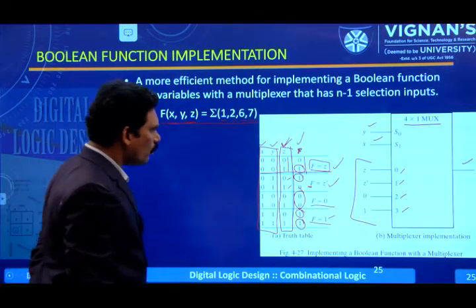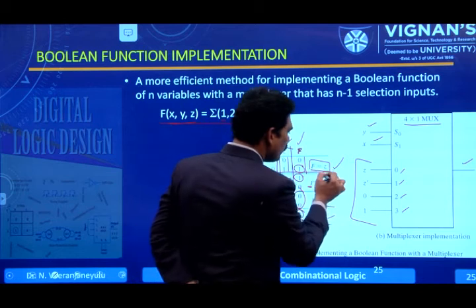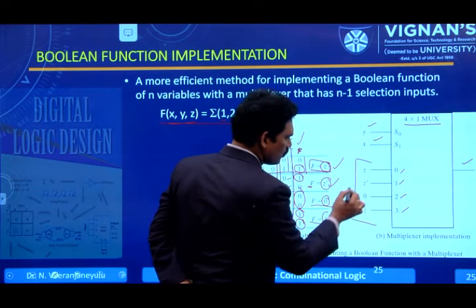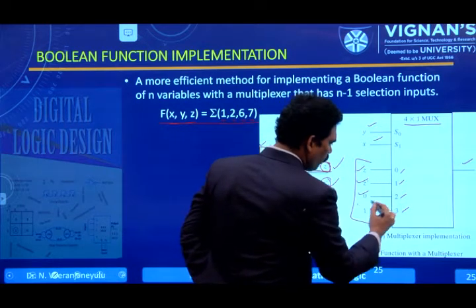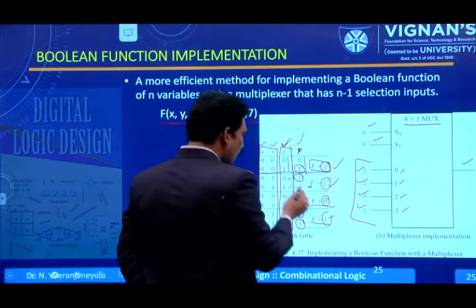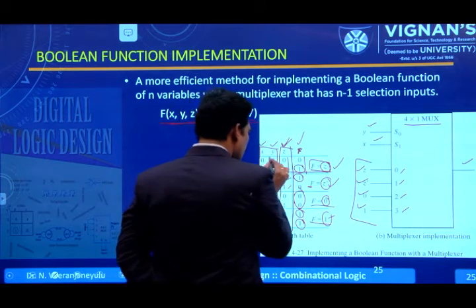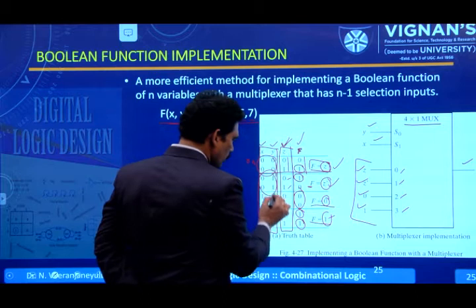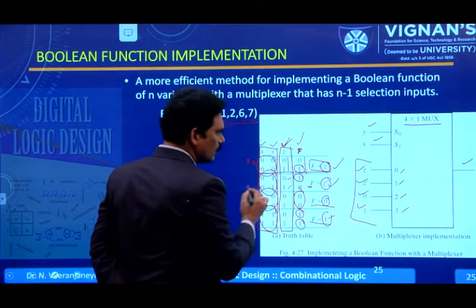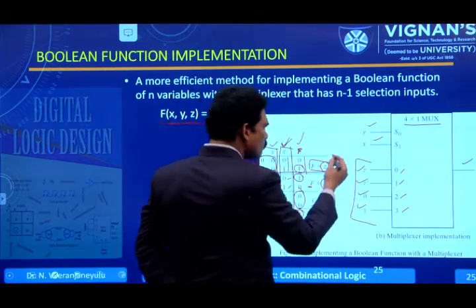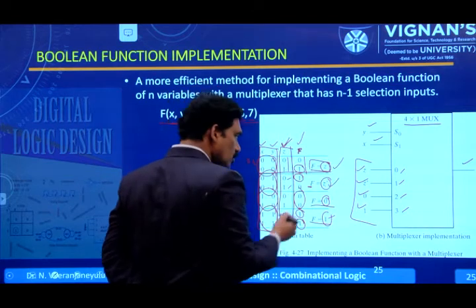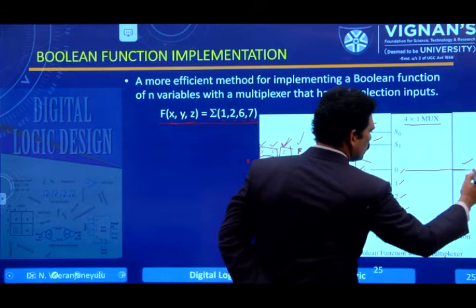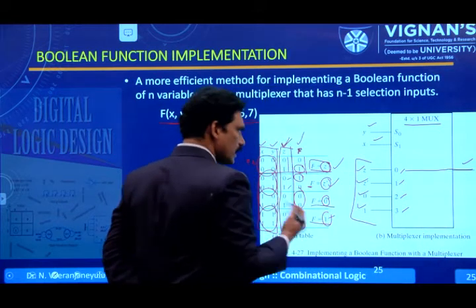How many inputs are there? These are the inputs: z, z bar, 0, 1. And the selection lines are x, y: 0, 0, 0, 1, 1, 0, 1, 1. If the values of x, y are 0, 0, what does it mean? F is equal to z. The output is this only. F is equal to z, that's all.